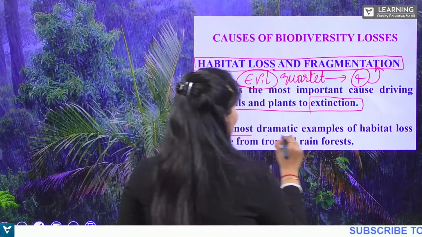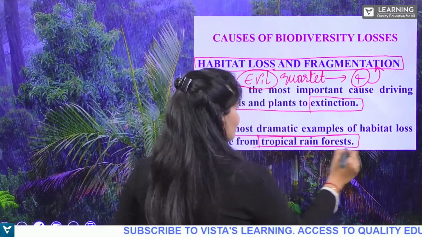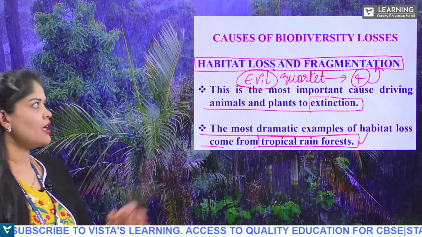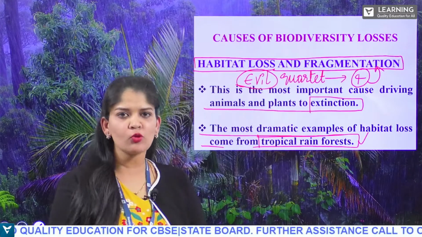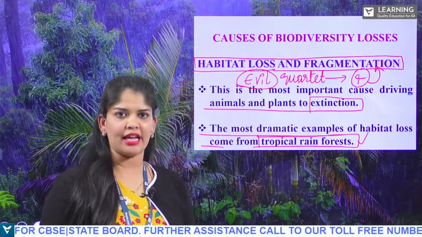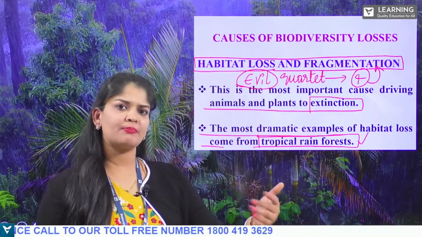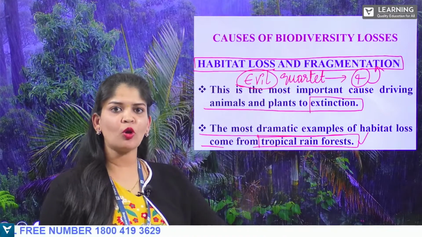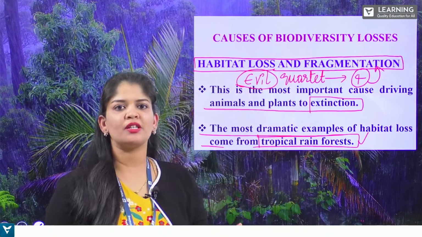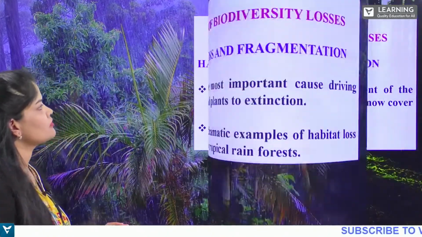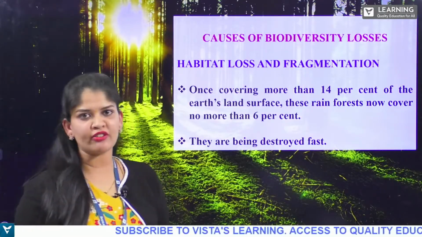The most dramatic example of habitat loss comes from tropical rainforest. We are losing a habitat, an area which supports the growth of particular plants and animals. If you lose that habitat, those organisms, whether plants, animals or amphibians, which are well adapted to that particular habitat, are going to become extinct, right? Here, the best example for habitat loss is the tropical rainforest.